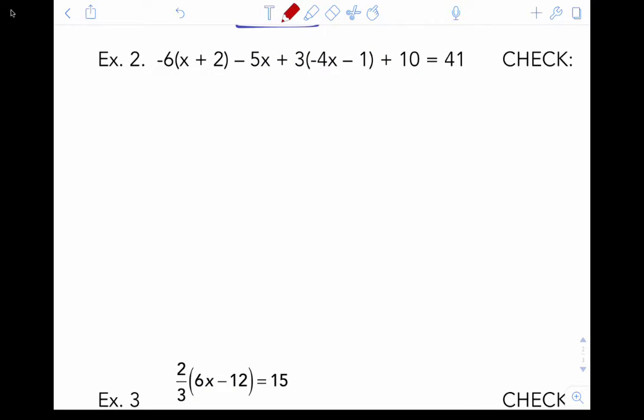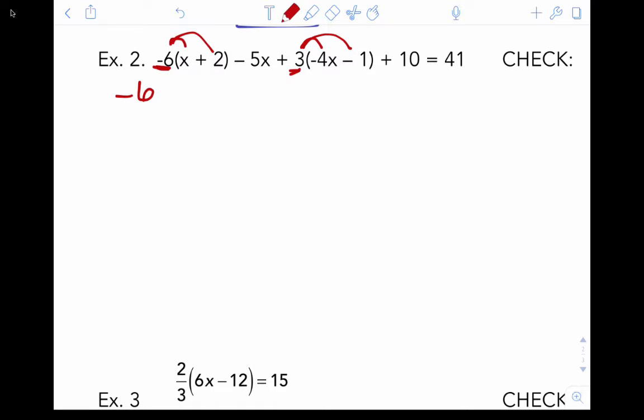So my first step on this is to distribute, just like usual. But this time I have two things to distribute. I need to distribute the negative 6, and I need to distribute the 3. So I'm going to do that.